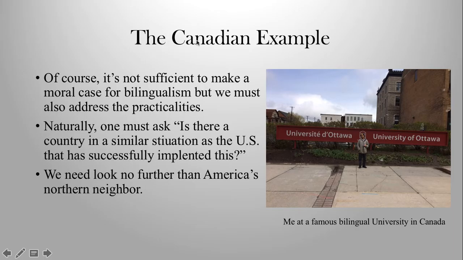The Canadian example. Of course, when talking about bilingualism, we can't just make a moral case just like we did in the previous slides, but we have to address practicalities of implementation. And one key question to ask is, is there a country in a similar situation as the United States that has successfully implemented bilingualism? And we need look no further than America's northern neighbor, Canada. And on the right is actually a picture of me at one of Canada's most famous bilingual universities, the University of Ottawa, or in French, Université d'Ottawa. And in Canada, I was actually working in the parliament in part to observe bilingualism working up close.